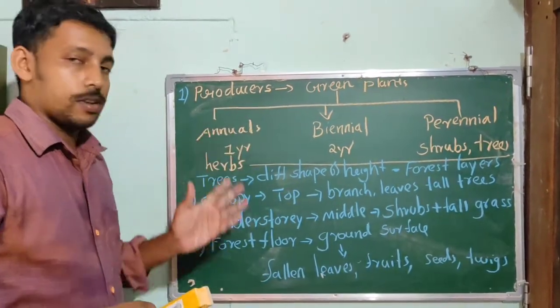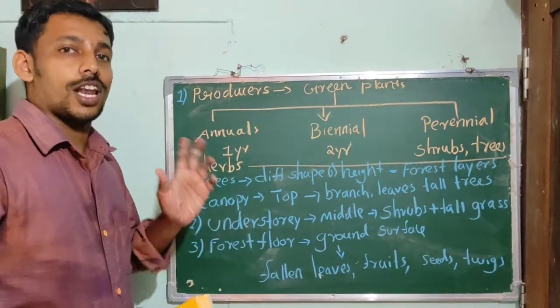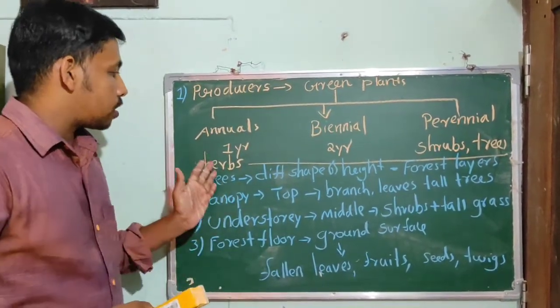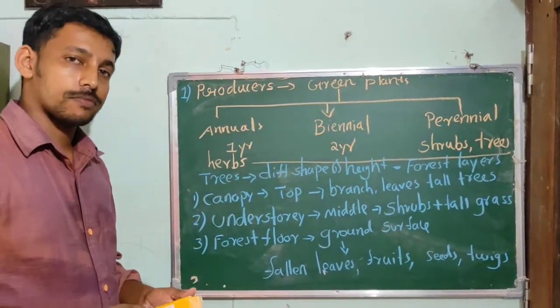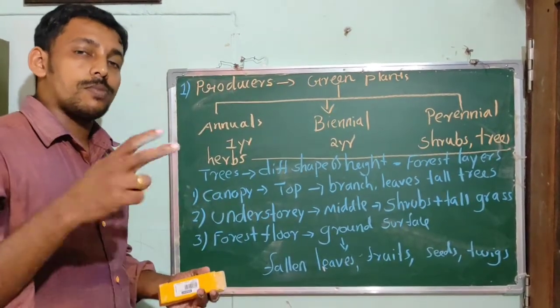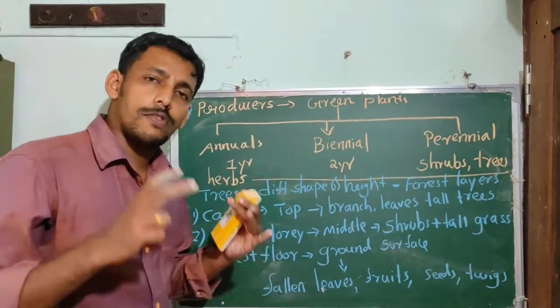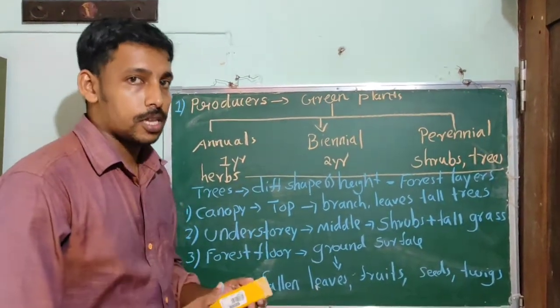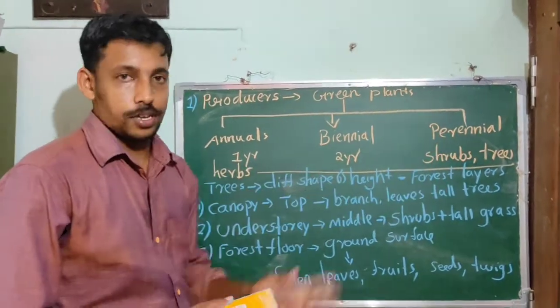Some are annuals. That means these are plants which have just a one year lifespan, the herbs. The second category is the biennials. They have a lifespan of two years. Then there are some plants, especially trees, that have several years of lifespan. That is known as the perennials. That includes shrubs and trees.